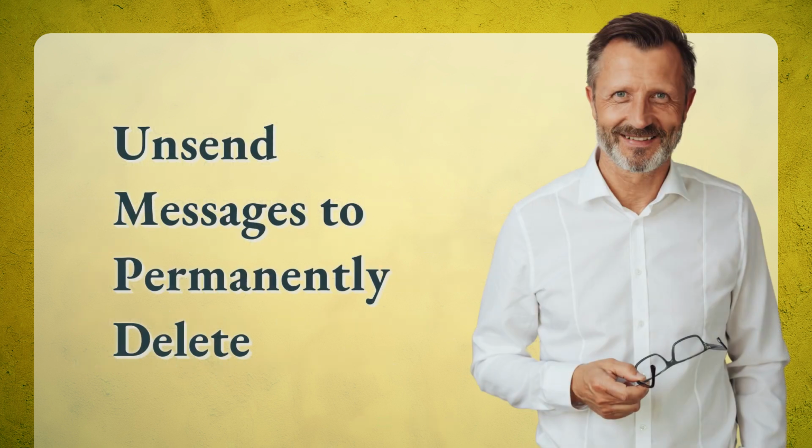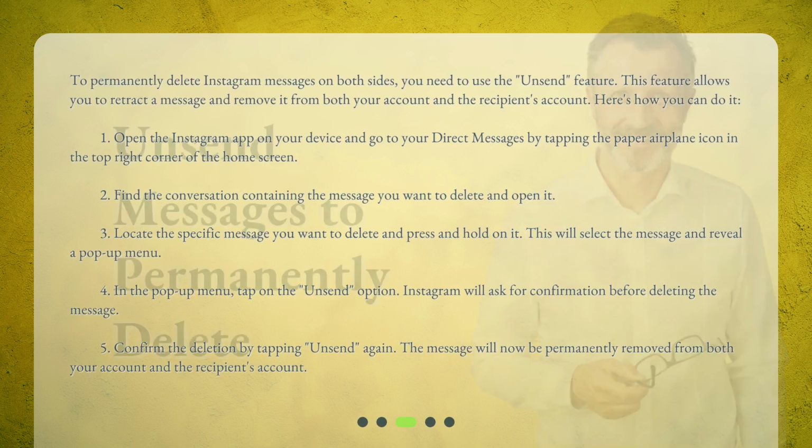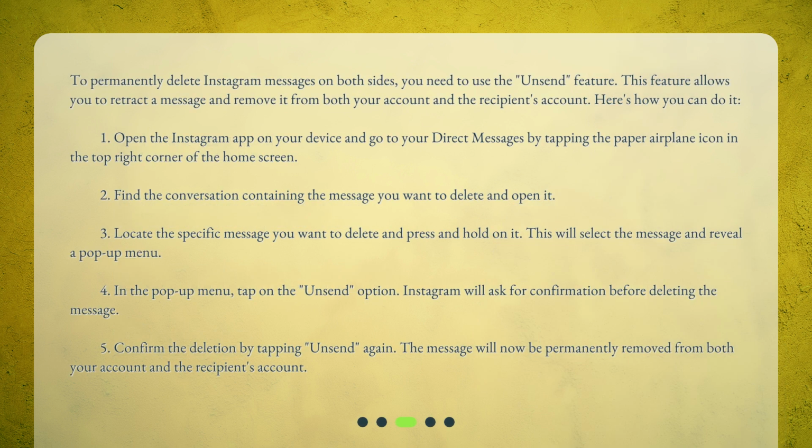Unsend messages to permanently delete. To permanently delete Instagram messages on both sides, you need to use the Unsend feature. This feature allows you to retract a message and remove it from both your account and the recipient's account. Here's how you can do it. 1. Open the Instagram app on your device and go to your direct messages by tapping the paper airplane icon in the top right corner of the home screen.